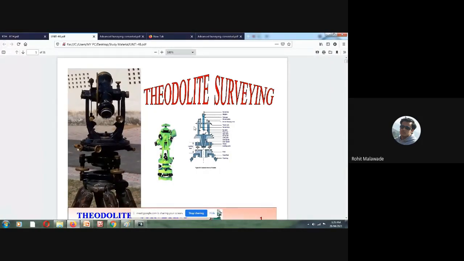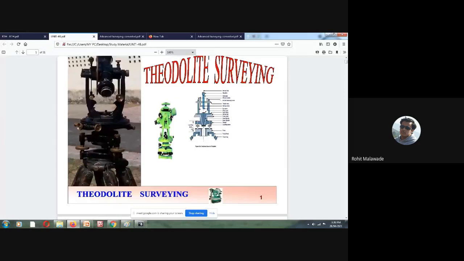Is it more precise than a compass? Yes, sir. More accurate. Okay. What are the uses of theodolite?